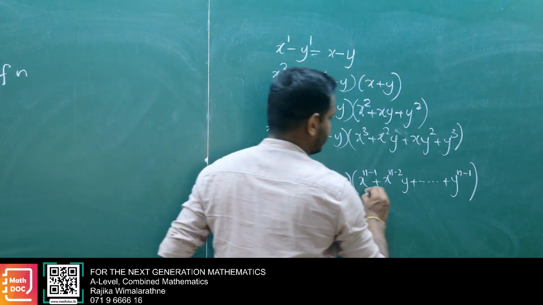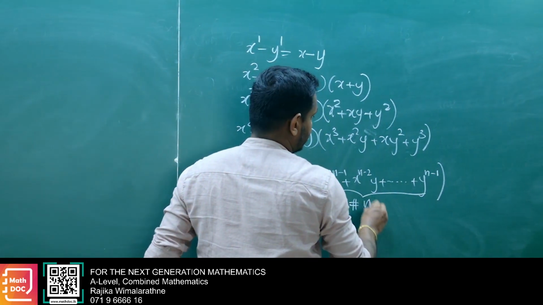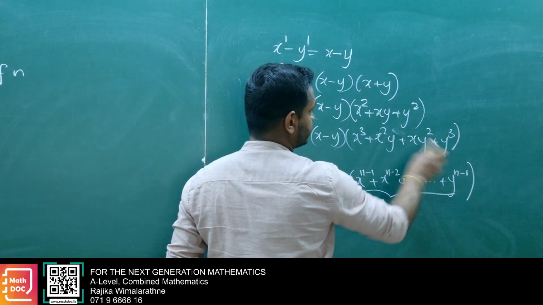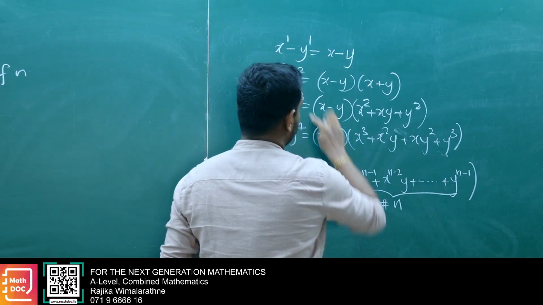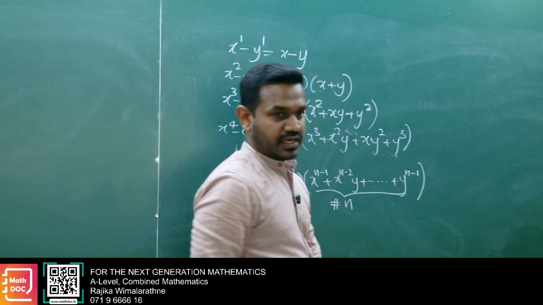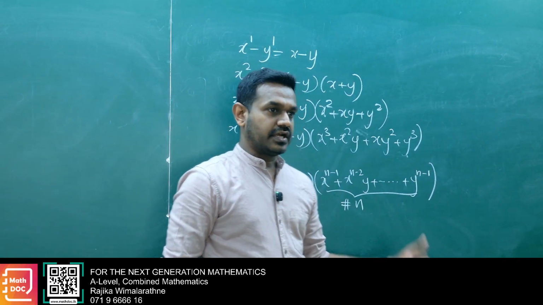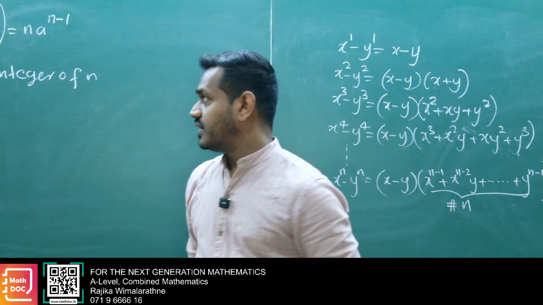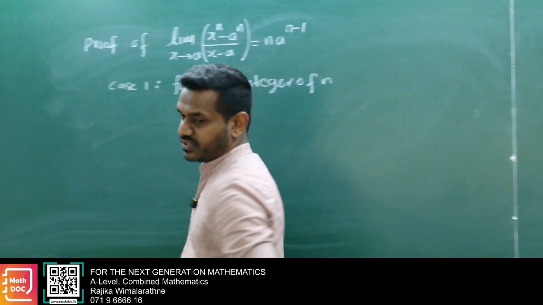Then we know the number of terms is n. For 4, the number of terms is 4. For 3, the number of terms is 3. For 2, the number of terms is 2. Then for n, the number of terms is n. According to that, we can factorize. Okay, now let's move to this one.